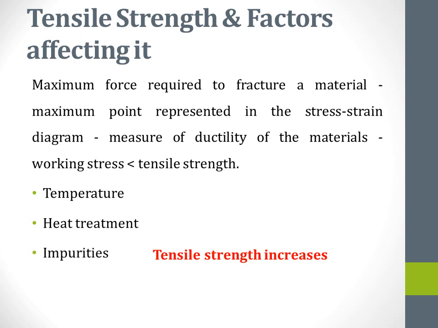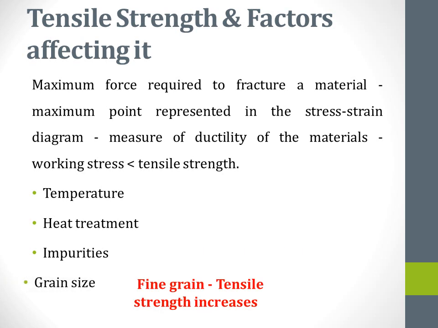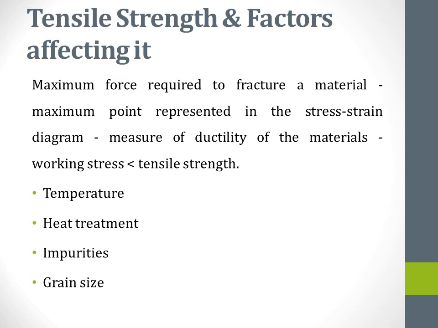Impurities too affect the tensile strength. We have an increase in the tensile strength due to the addition of impurities. Finally, grain size also affects the tensile strength. Finer grains lead to a higher value of the tensile strength of the material.